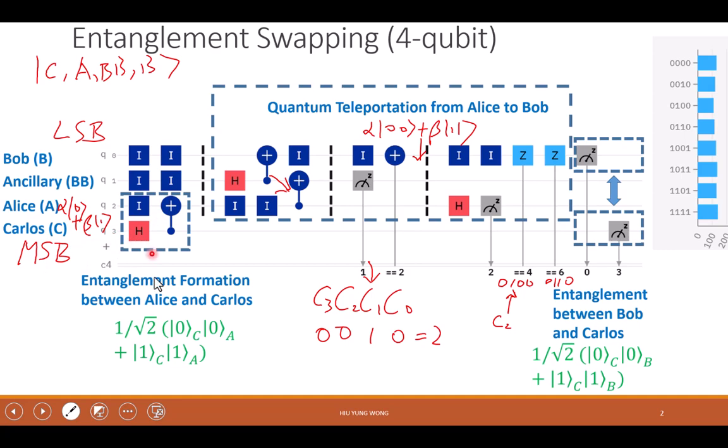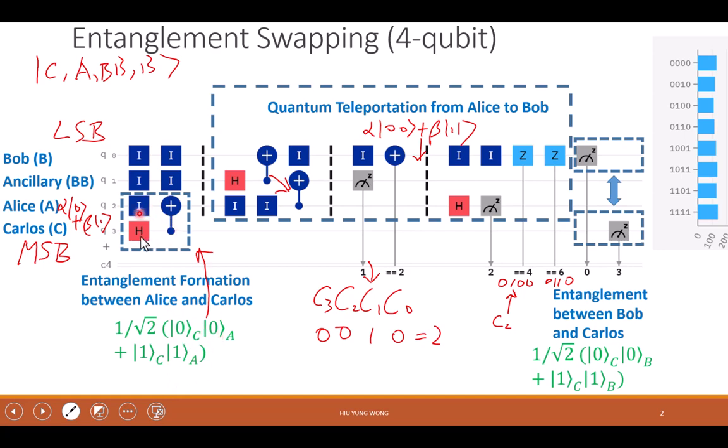So we assume at the beginning, Alice and Carlos are entangled, they are qubits, right? Here again, a Hadamard gate followed by a controlled-NOT gate always gives you entanglement. This is what we have at this stage. I did not spell out the state of BB and B because they just factorize out to the right-hand side as the least significant qubit. This is the entangled qubit, right? 0011. So now, Alice and Carlos are entangled with each other.